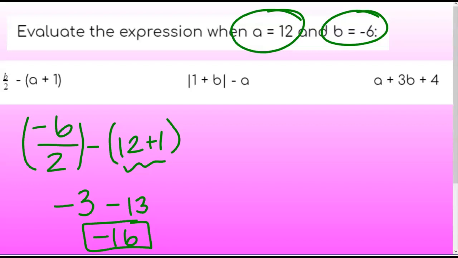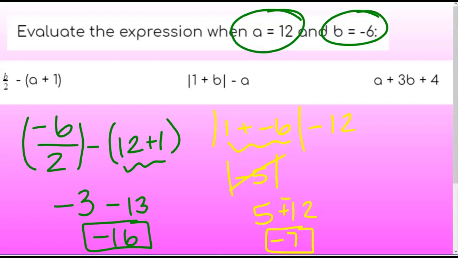And now if I plug in my B, so I have the absolute value of 1 plus a negative 6, and then A would be minus 12. Well, I need to do this guy first, so that would be the absolute value of negative 5, and the absolute value of negative 5 is a positive 5. 5 minus 12 gives me a negative 7, or 5 plus a negative 12, if you like that instead.